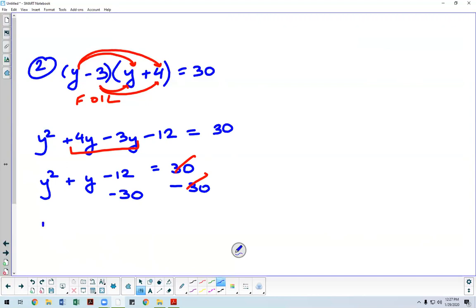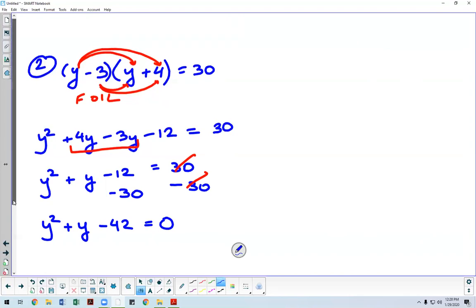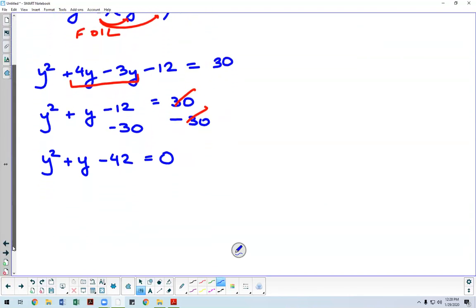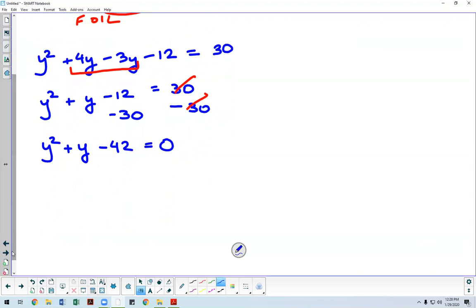So what's our final equation going to look like? y squared plus y minus 42 equals 0. Once you have this equal to 0, then we're ready to solve it. This was just to show you how sometimes they will change up the equation on you a little bit. Before you're ready to solve it, you need to clean it up, simplify it.